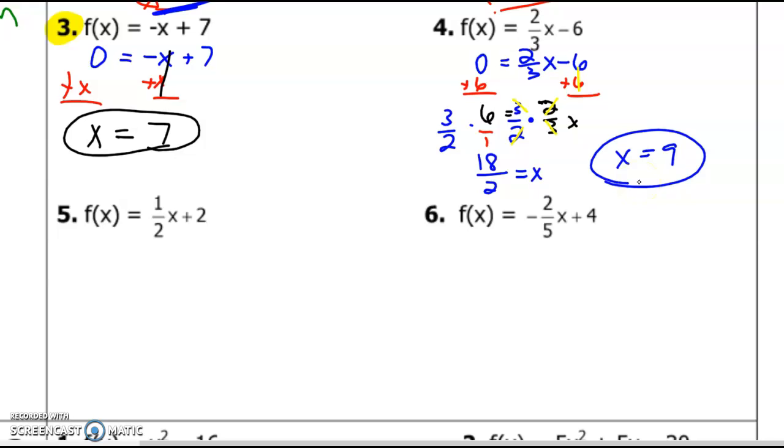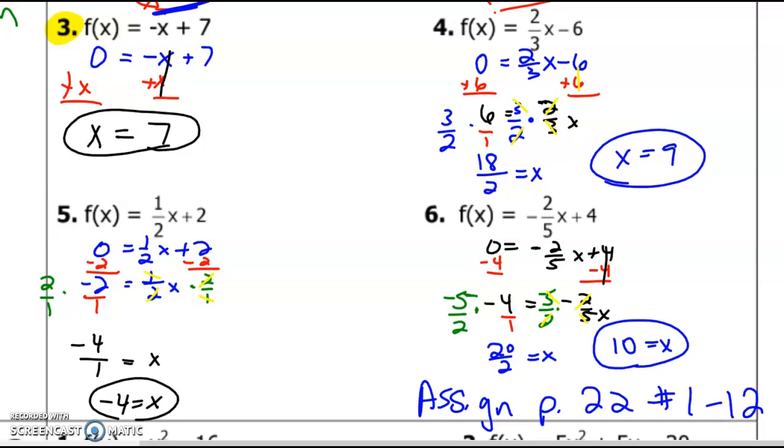Okay? All right. If you want to, you can try 5 and 6. And then once you have those two done, we're not going to do the last little section there. So your assignment is page 22, numbers 1 through 12. Okay? All right, if you want to do those last two, go ahead and do them. Pause your video, and then you can check your answers here in just a minute. All right, number 5 should be negative 4, and number 6 should be 10. So your assignment is going to be page 22, numbers 1 through 12. Okay, you don't need to do the part with using a calculator, the graphing calculator, just 1 through 12.